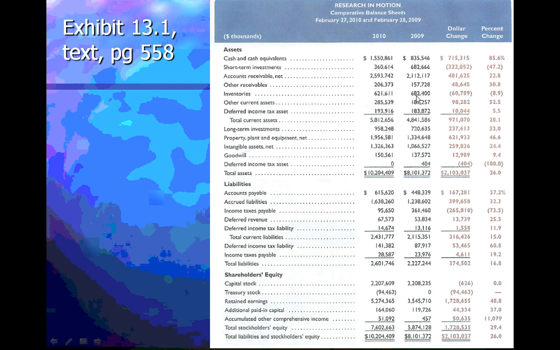You can look at your inventory. Inventory went down. That's good, right? If you're building inventory up, hopefully you're going to sell it, but you can look at inventory. You can look at your other current assets. You can look at your property, plant, and equipment. Those went up by 46%. Okay, you can look at all kinds of things.